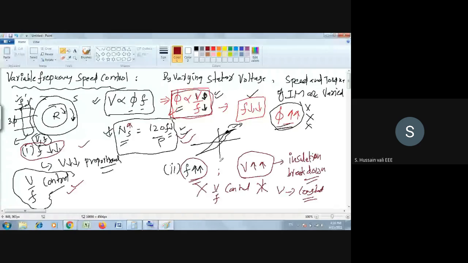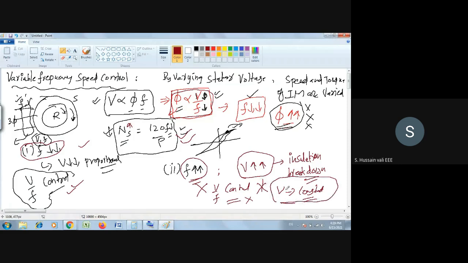So when you design the induction motor for the rated voltage, if you go beyond the rated voltage, that is, if voltage is increased while following V by F control, then insulation breakdown will occur. So to avoid this, in the second case you will not follow V by F control. Rather, when you are increasing the frequency and the voltage reaches the rated voltage, you maintain the voltage constant.